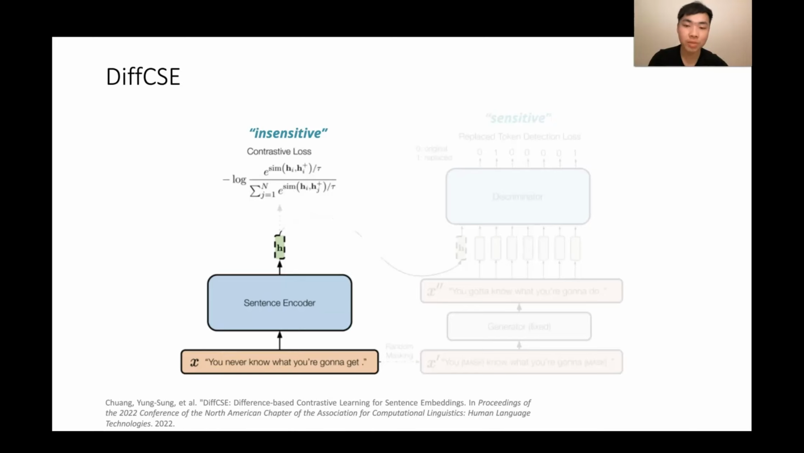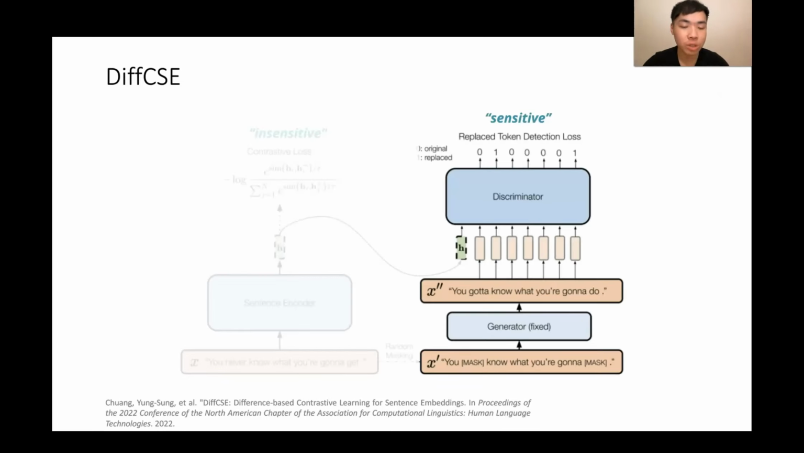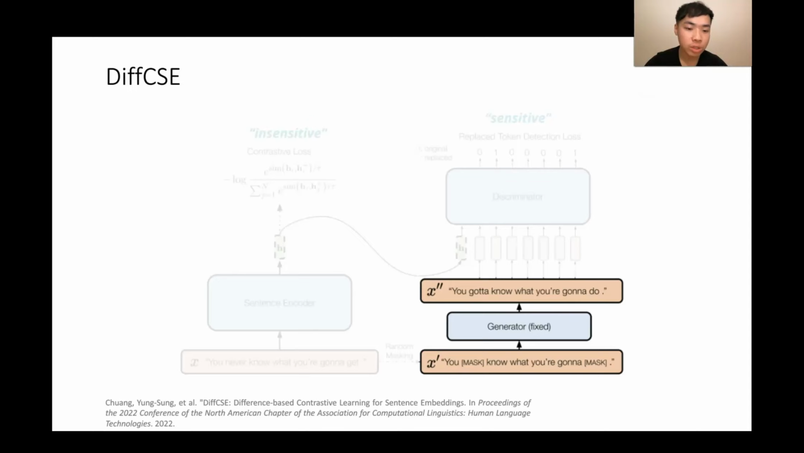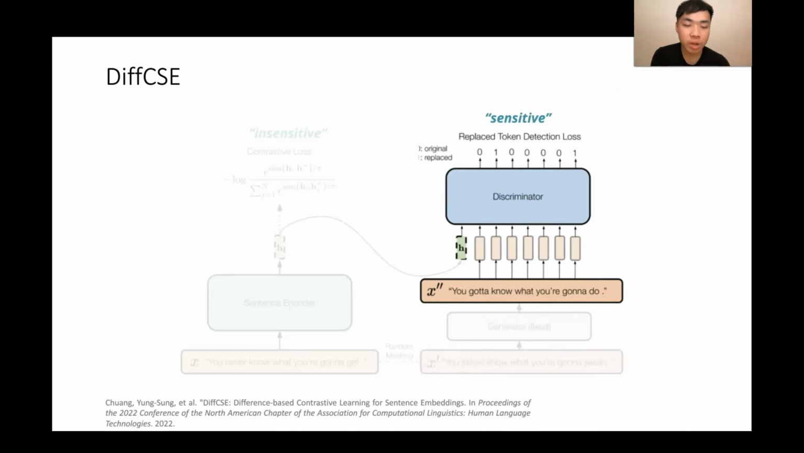On the left-hand side, we have a regular SimCSE architecture that makes the representation insensitive to dropout mask augmentation. And on the right-hand side, we have a generator and discriminator. The generator will replace some tokens in a sentence to produce augmentations. And the discriminator will try to predict whether one token has been replaced by the generator or not. The model on the right-hand side is very similar to the ELECTRA model. It's also a generator and discriminator.